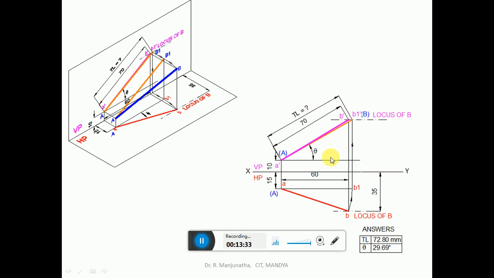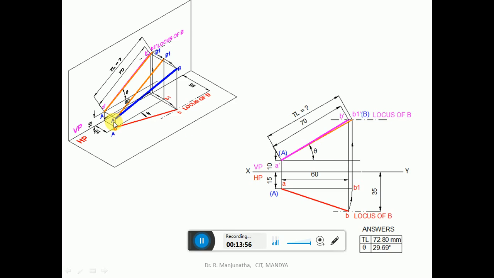Now we have to find the true length in VP. So you make the top view line parallel to VP. So you are going to get AB1, which is parallel to VP. When it is projected into the front view to the locus, you are going to get B1 dash. Then join A dash B1 dash, which is going to be capital A and capital B. So this is the angle with respect to HP, which is theta. So that is what we have shown here.